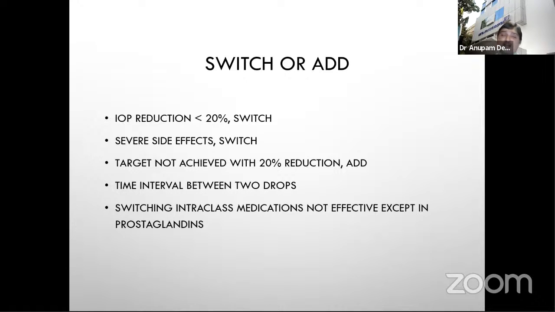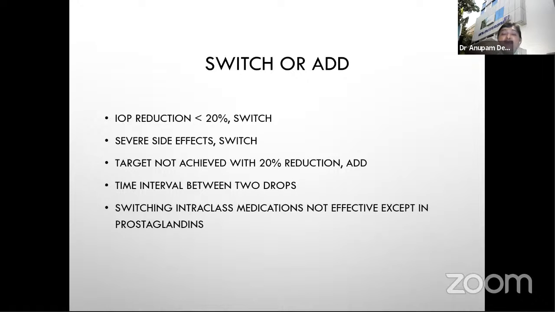If you have started medication and you have achieved that 20% or more reduction in the IOP, that means your drug is working well, but still your target IOP is not achieved. So in that case, you need to add a drug to your basic medication.